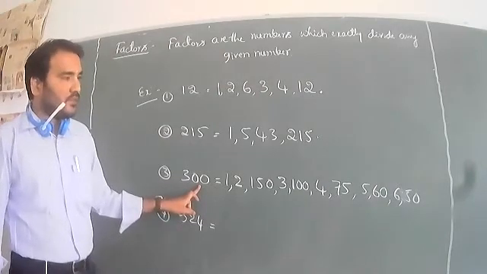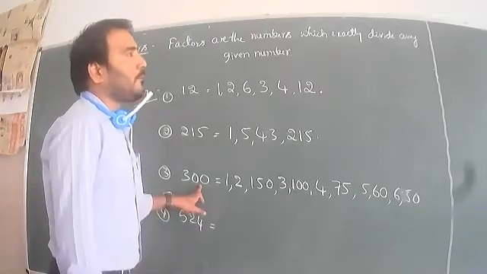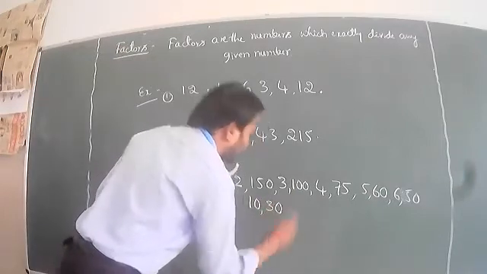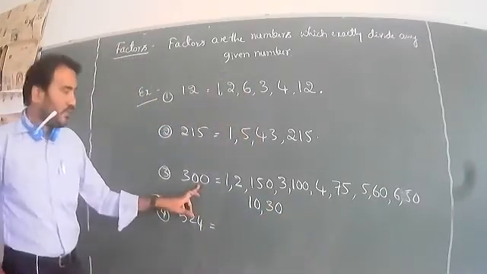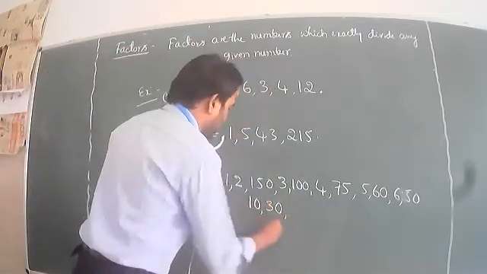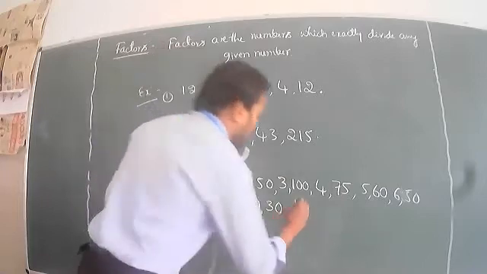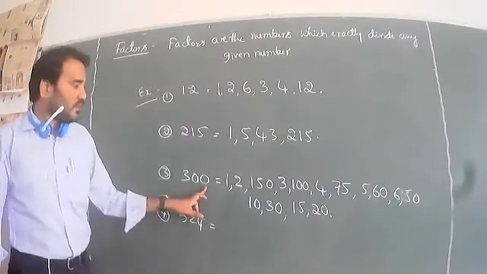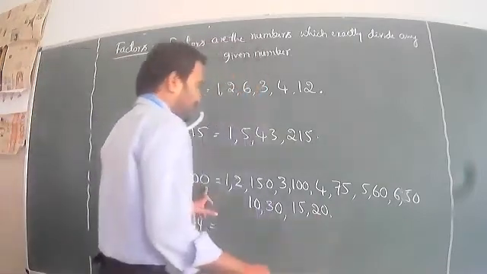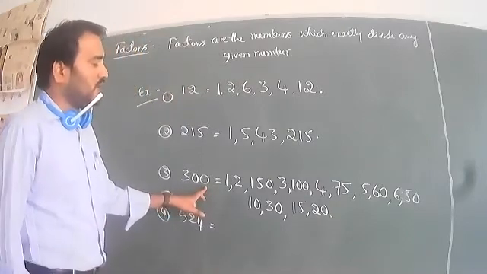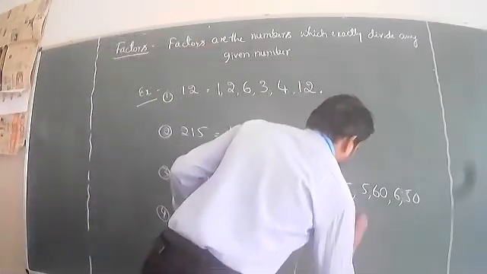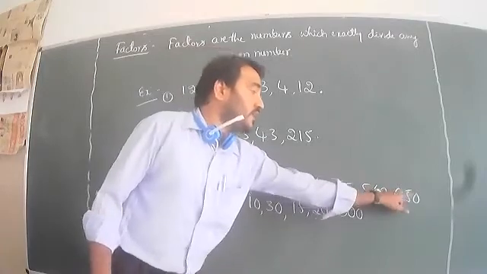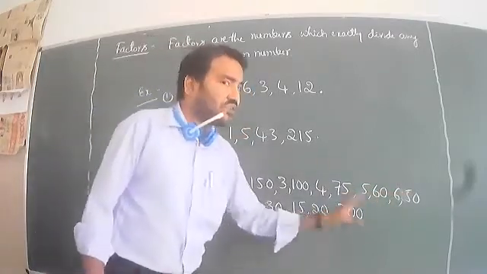Next, 7 cannot divide. 9 cannot divide. 10: 10 times 30 is 300. Next 15: 15 times 20 is 300. 150 is over. Next, 300 is enough, the number itself can divide. So 1, 2, 3, 4, 5, 6, 7, 8, 9, 10, 11, 12, 13, 14, 15, 16 factors.